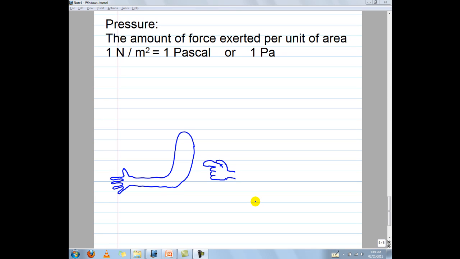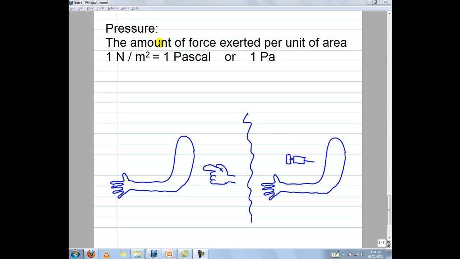This video tutorial will cover all the different types of calculations and problems you encounter within this gases and atmosphere chemistry unit. But before we start, let's talk about pressure. Now, pressure is defined as the amount of force exerted per unit area.